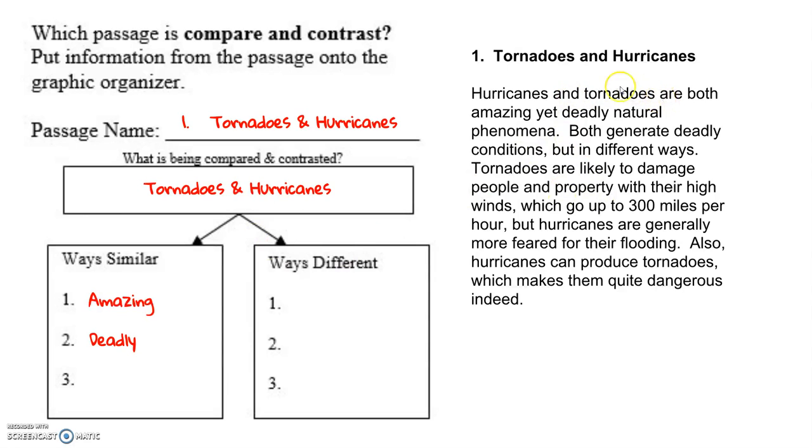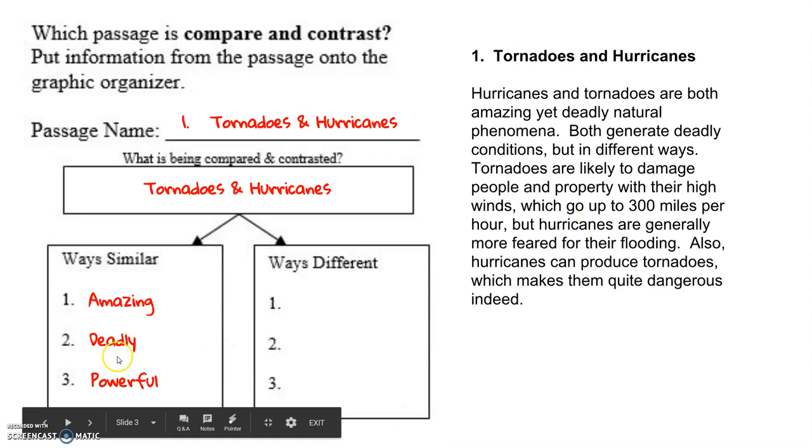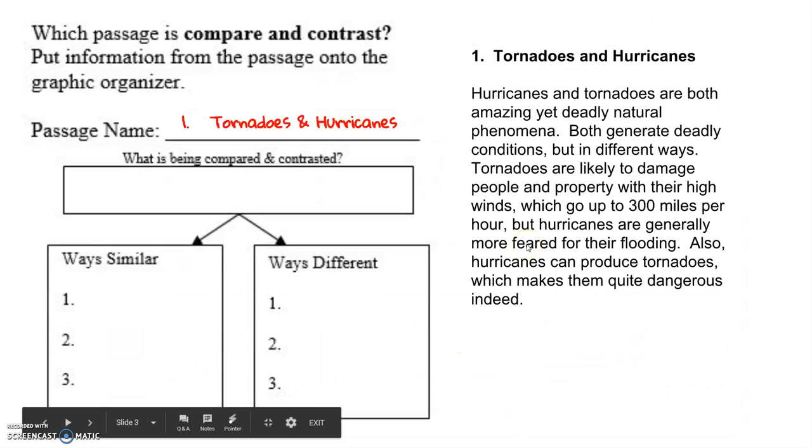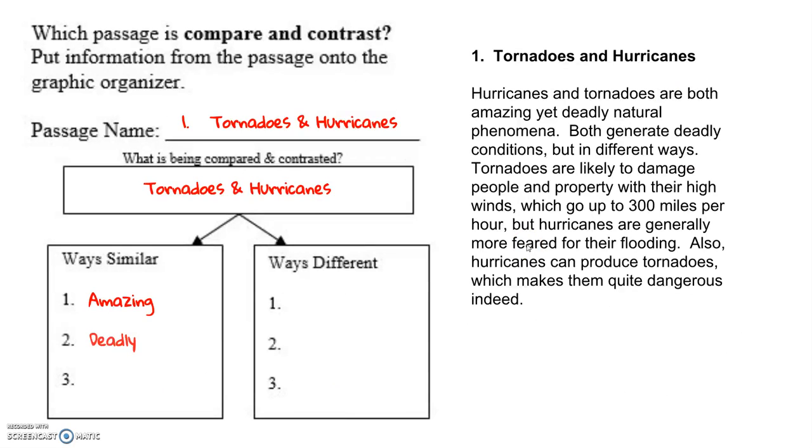Now, if something is amazing and deadly and it can flood and it has high winds, it sounds like both of these things are pretty powerful. Tornadoes have high winds, hurricanes have flooding. Both of those are powerful, so I'm going to go ahead. I have support for that, so I'm going to put powerful. With all of these graphic organizers, you can put something in every spot. If you're not sure, just check in with the sub, okay? So again, ways that they're similar, they're amazing, deadly, and powerful.